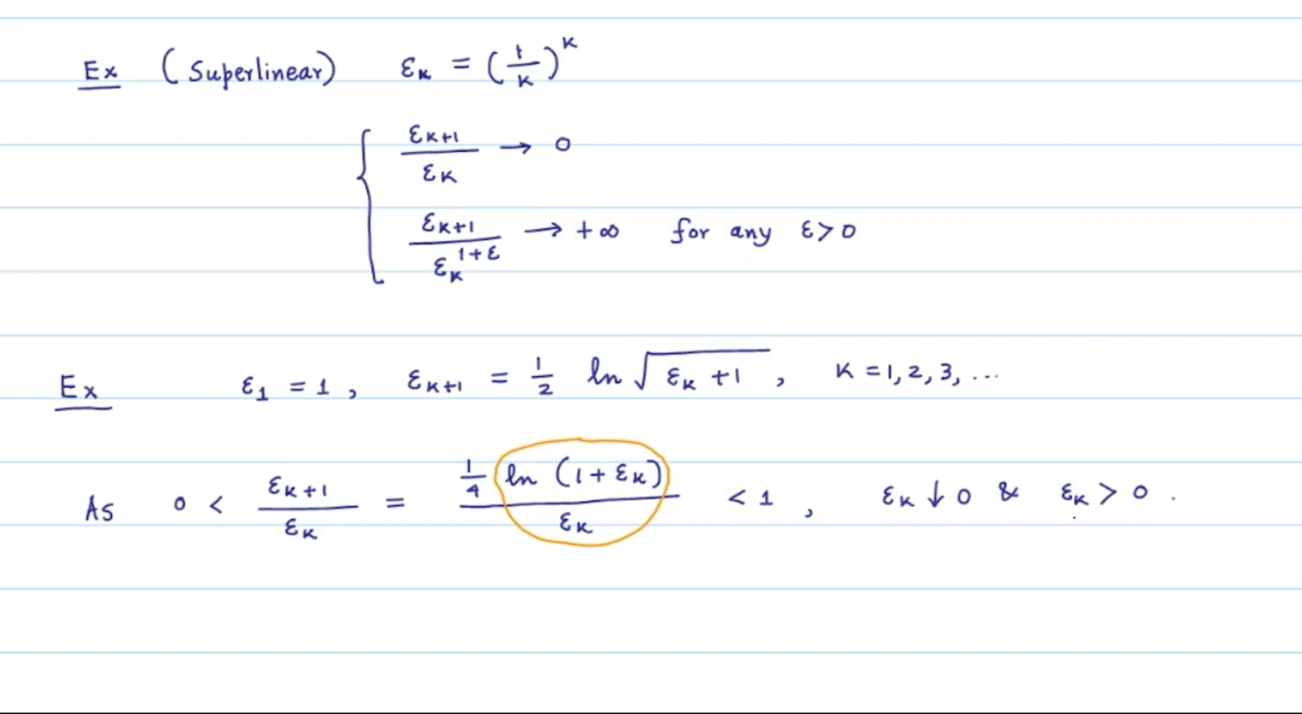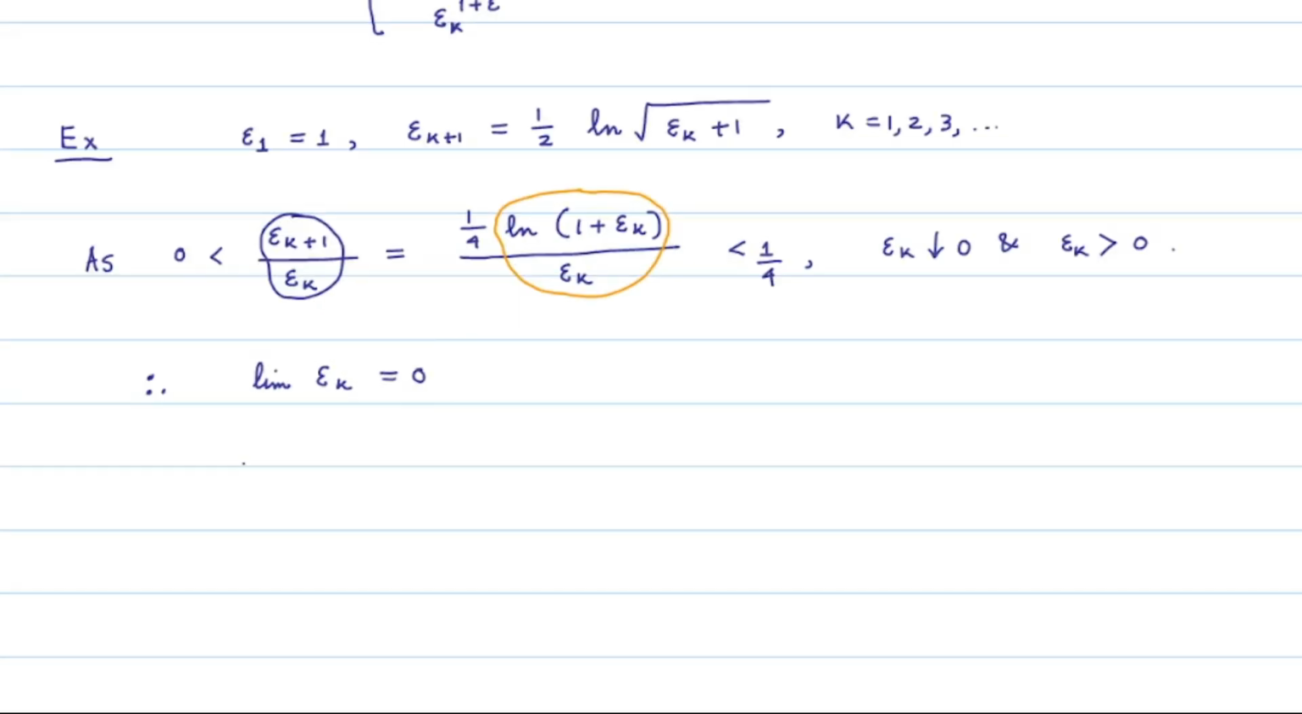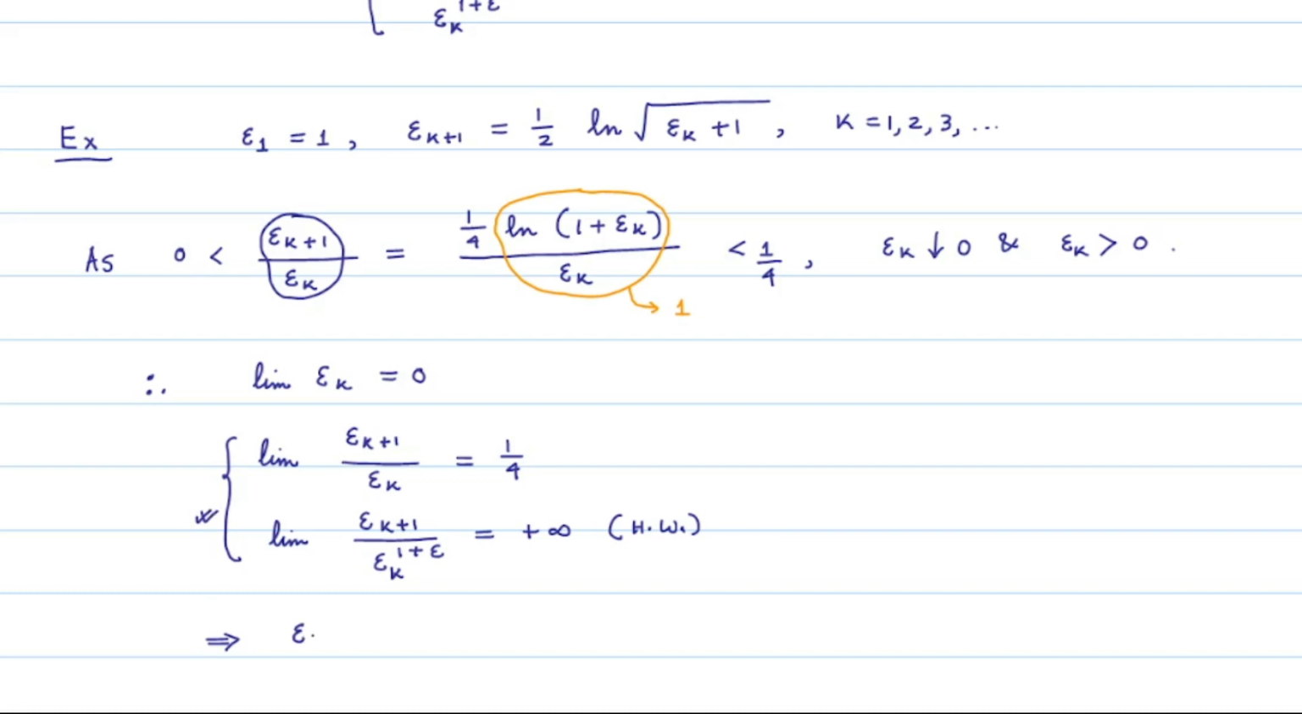This sequence epsilon k is then monotonically decreasing and bounded below by 0. Therefore, the sequence epsilon k is convergent, and as this ratio is less than 1 by 4, we have limit epsilon k is equal to 0. And notice that limit of this ratio epsilon k plus 1 divided by epsilon k is equal to 1 by 4, since this encircled portion converges to 1 as epsilon k tends to 0. Also see that for any given epsilon greater than 0, limit of epsilon k plus 1 divided by epsilon k to the power 1 plus epsilon is equal to positive infinity. These two limits show that epsilon k converges to 0 with q linear convergence and asymptotic error constant as 1/4.